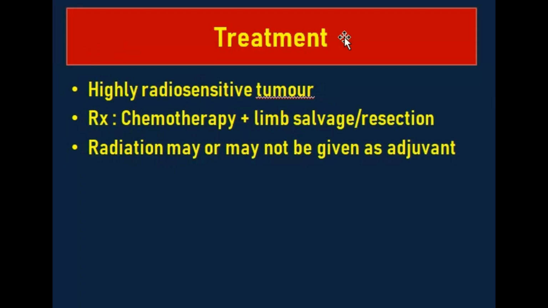Now, if you look at the treatment, it's a highly radiosensitive tumor. Ewing sarcoma is very radiosensitive, but radiotherapy is not the primary line of treatment. Treatment is still done by chemotherapy and limb salvage or resection surgery. Okay, so we give chemotherapy and we do a limb salvage surgery or a resection of the tumor. Radiation may or may not be given as adjuvant. So, even though it is radiosensitive, radiation may or may not be given.